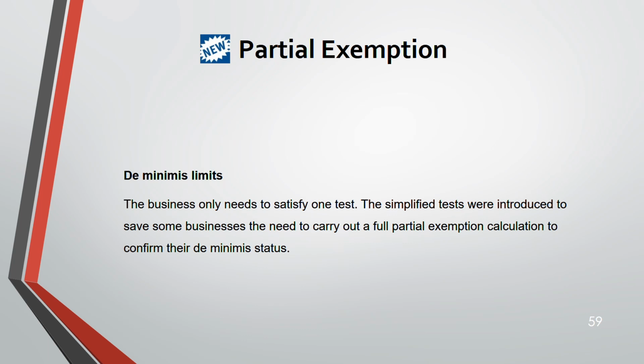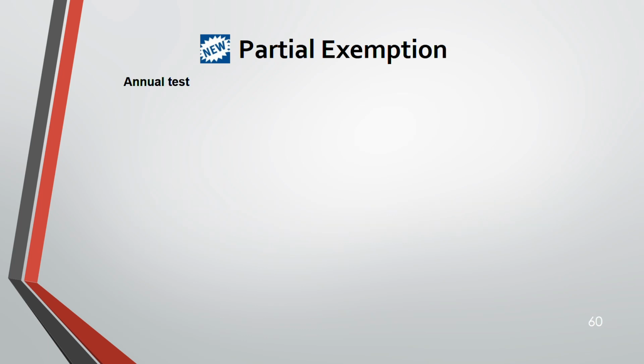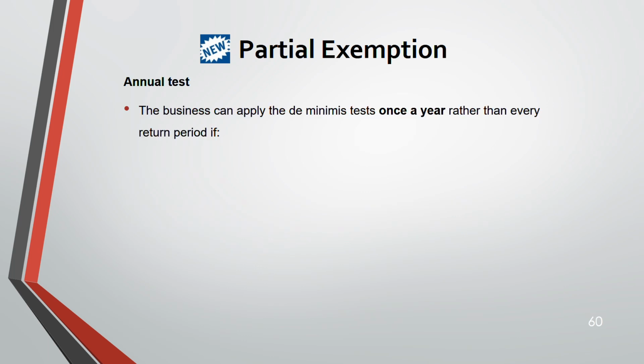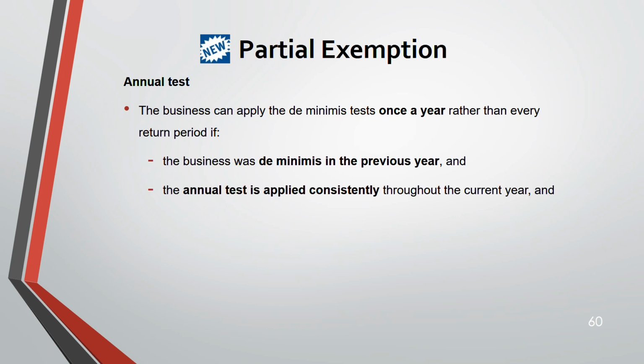Simplified tests were introduced to save some businesses the need to carry out a full partial exemption calculation to confirm their de minimis status. Now, the annual test. A business can apply this de minimis test once a year rather than every return period if the business was de minimis in the previous year, the annual test is applied consistently throughout the current year, and the input VAT for the current year is not expected to exceed 1 million.